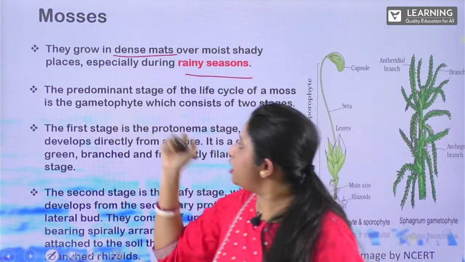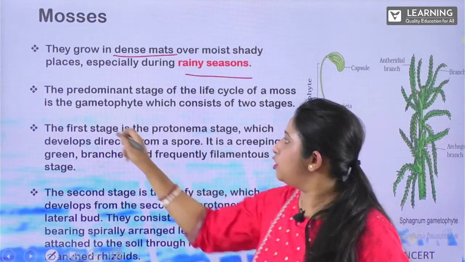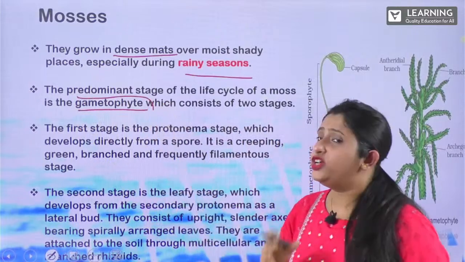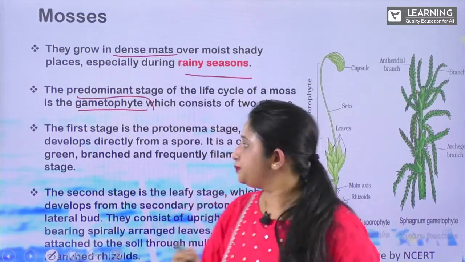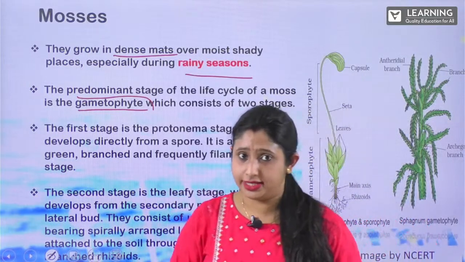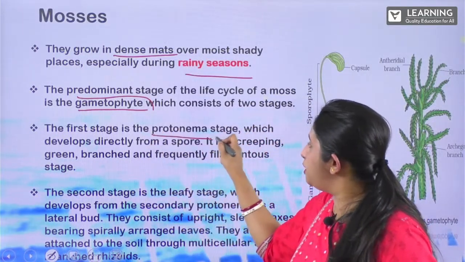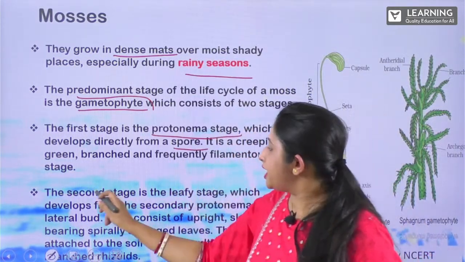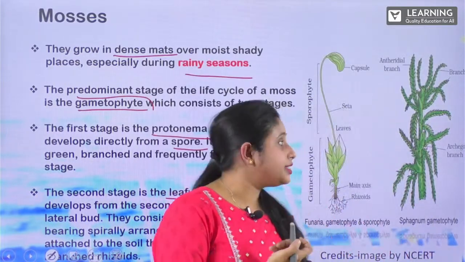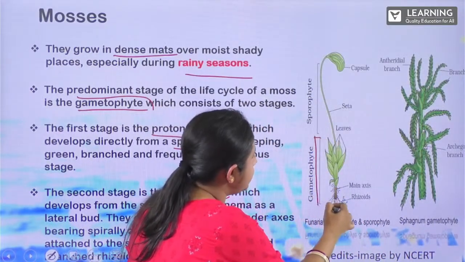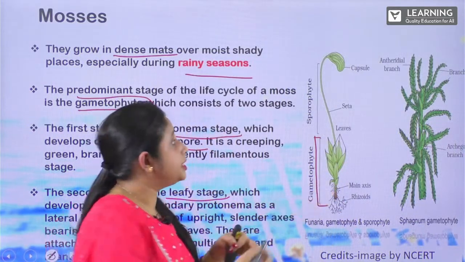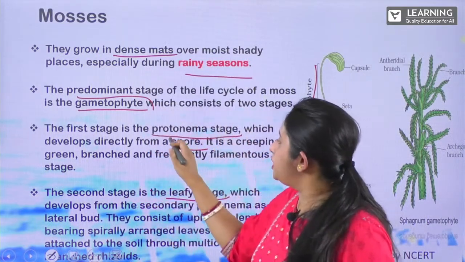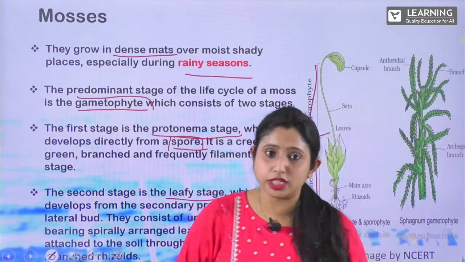And how is the life cycle? It is the gametophyte, which consists of two stages. So what are the two stages? Let us see. The first stage is the protonema stage, where it produces spores. And the second stage is the leafy stage. You can see here the first stage, and this is the second stage, right? In the first stage, the protonema, what does it do? Yes, it produces spores, right?